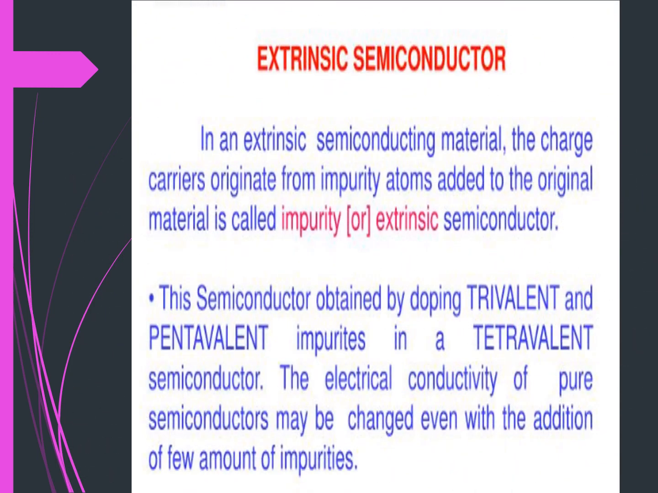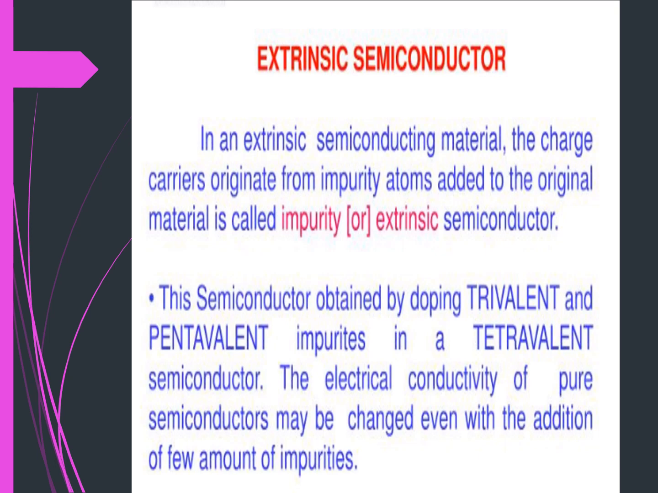Extrinsic semiconductor. Extrinsic semiconductors are mostly used in semiconductor devices or electronic devices. Rather than using intrinsic semiconductor, we use extrinsic semiconductor. What is an extrinsic semiconductor? When a semiconductor is doped with impurity, that is an extrinsic semiconductor. The addition of impurity to obtain a desirable property in the semiconductor is called doping, and the impurity is called dopant.